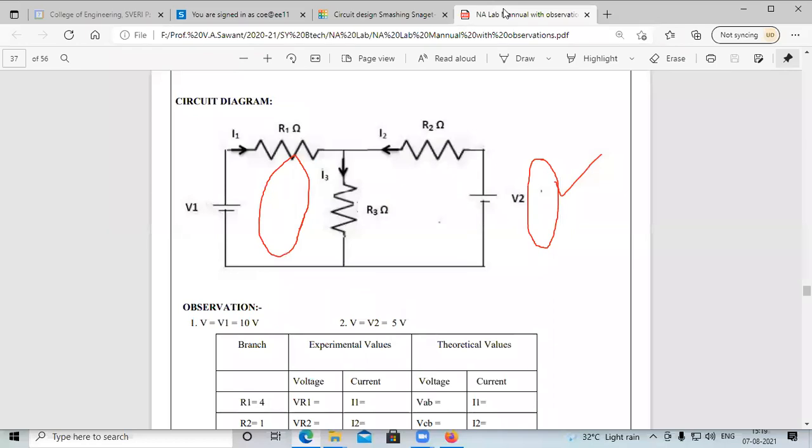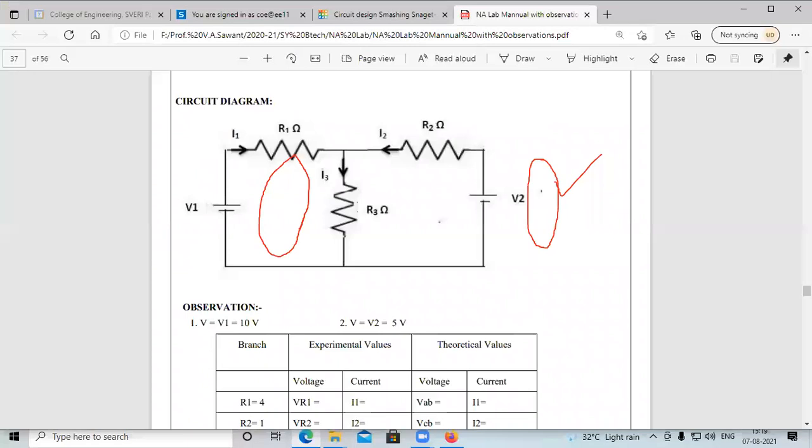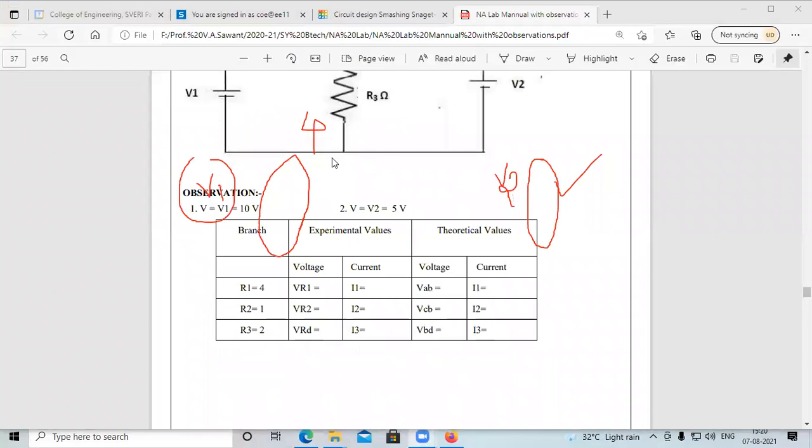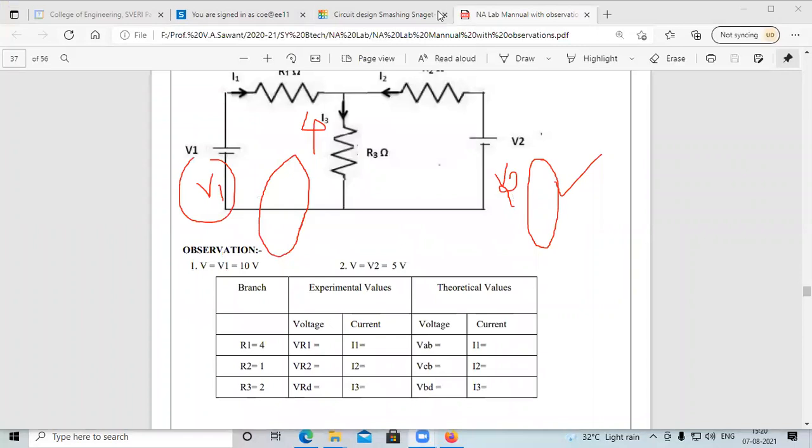See here, the network can be taken as a resistance R1, resistance R2, and then the input port having a voltage V1 and the output port having a voltage V2. We have selected the value of resistor R1 as 4 ohm, as I have already given, R2 is equal to 1 ohm, and R3 is equal to 2 ohm. So 4, 2 and 1.